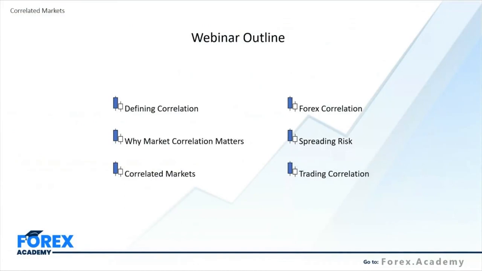So the objective of this particular webinar is to define correlations. Across different asset classes, we have various markets that are both negatively and positively correlated. And the purpose, again, of this lesson is not just to define that, but to see how it can help us provide trading opportunities.